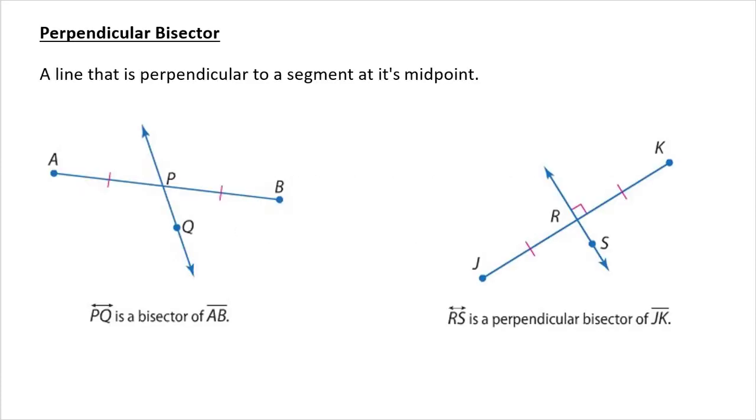Okay, a perpendicular bisector. It is exactly as it sounds. It is a line that is perpendicular to the segment at its midpoint. So it can be a line, it can be a plane. PQ here, this line is the perpendicular bisector. RS is a perpendicular, or I'm sorry, PQ is a bisector. I apologize, bisector. It's not perpendicular, there's no right angle symbol. RS is the perpendicular bisector of JK because we have that right angle symbol there.